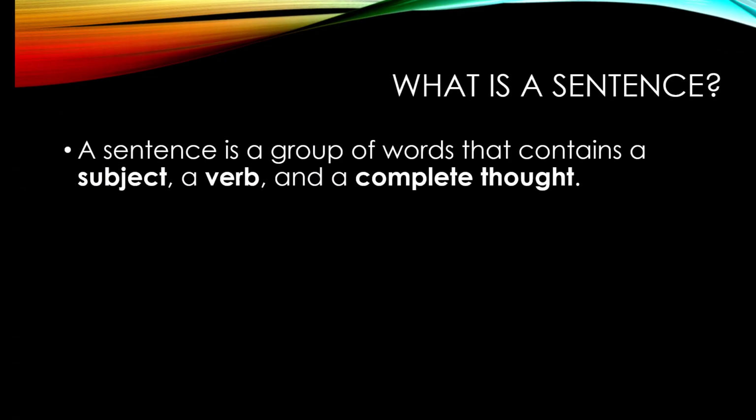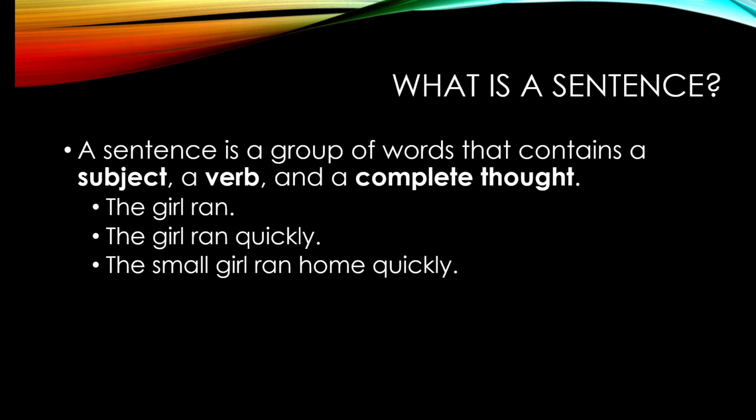First, we have to know what is a sentence. A sentence is a group of words that contains a subject, which is the thing or the person that is doing something in a sentence, a verb, the action that's being done, and a complete thought. It has to stand on its own. All of those three things have to be present for a group of words punctuated as a sentence to be a sentence.